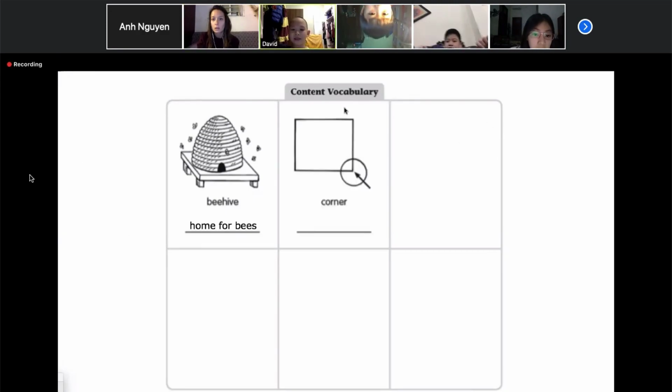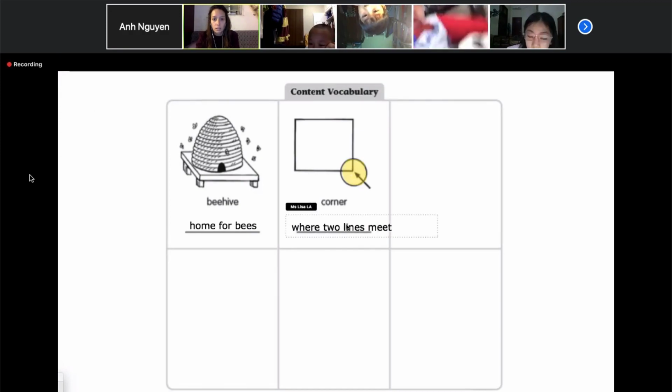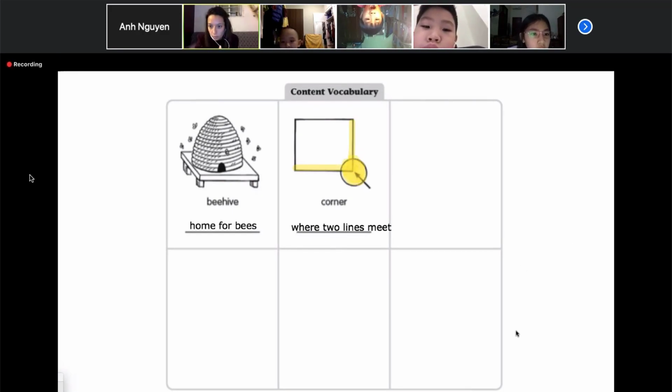Okay, so what about corner? Does everyone see the corner in the picture? So we can say the corner is the edge of something, or where two lines meet. Okay, do we see we have one line ends here and a second line ends there, and right where they meet is our corner.